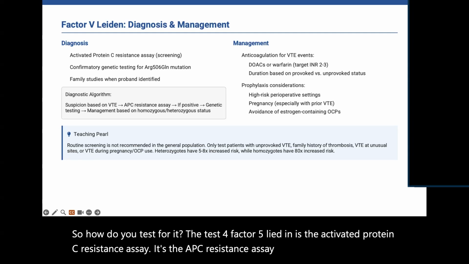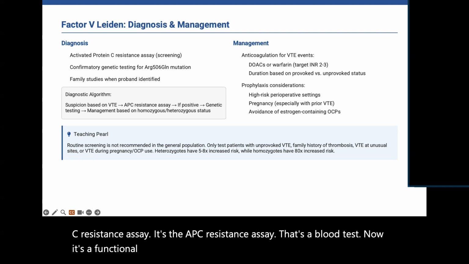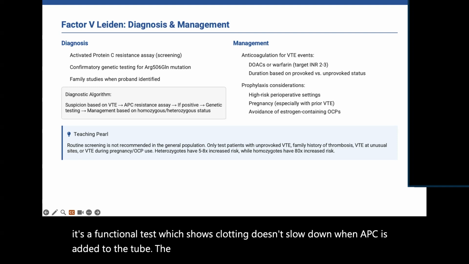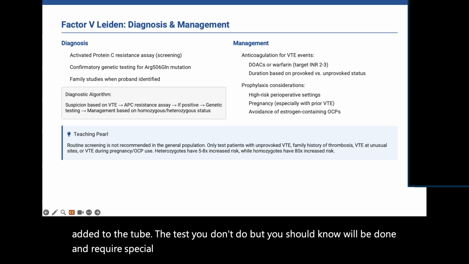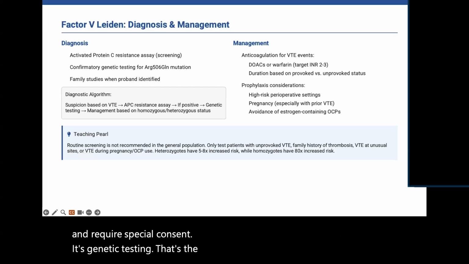That's a blood test. Now, it's a functional test which shows clotting doesn't slow down when APC is added to the tube. The test you don't do, but you should know will be done and requires special consent, is genetic testing. That's the DNA analysis test. This confirms the factor V mutation.